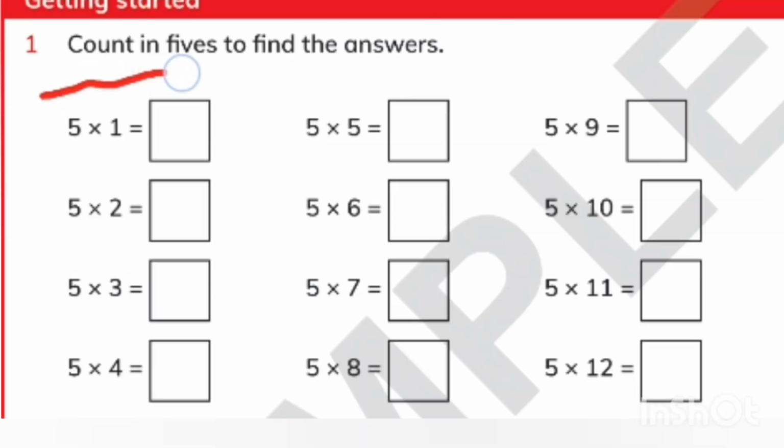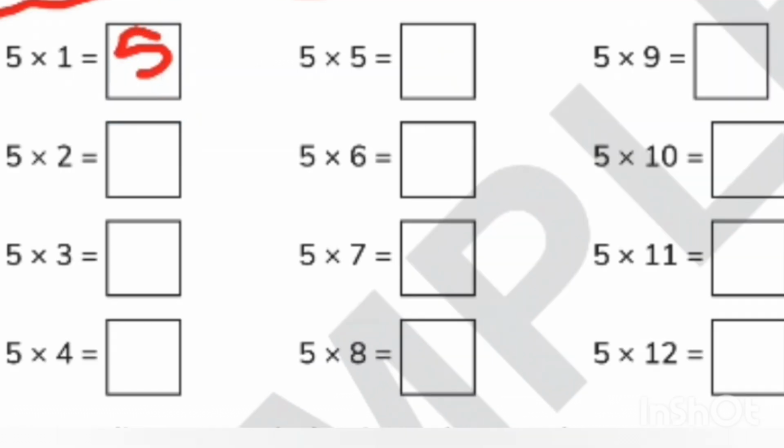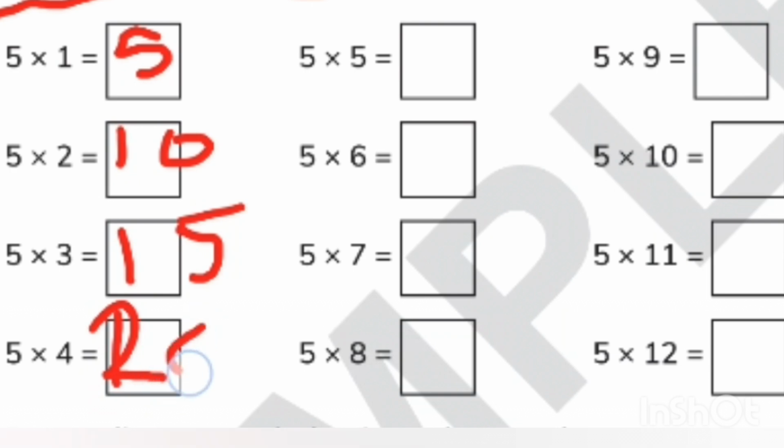Now what is the first question? Count fives to find the answer. Why are we using this table? Do you know what it means? 5 ones are 5. We have to count fives to find the answer. 5 twos are 10. 5 threes are 15. 5 fours are 20. 5 fives are 25.